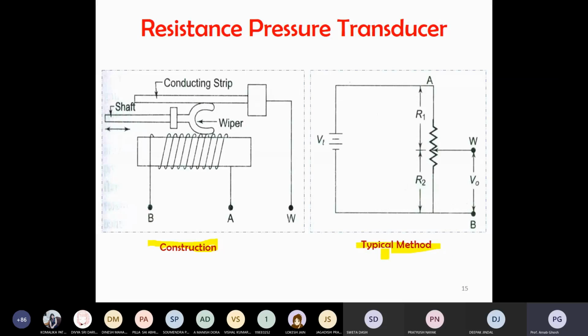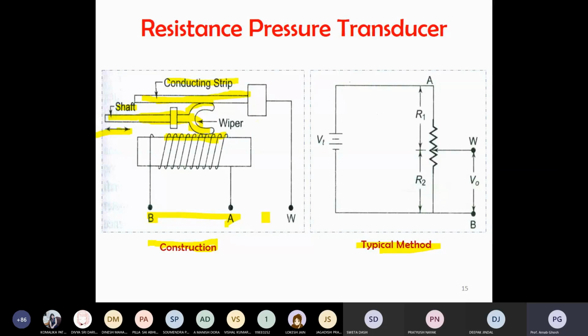Then here you can see the construction of another resistance transducer, and this is the circuit model. In all cases, a resistance transducer looks like a pot. There are two fixed coils, A and B, and the wiper is connected between the conducting strip and the fixed coil. Now if your shaft is moving linearly, that is, horizontally, it moves throughout the conducting strip and the fixed coil.